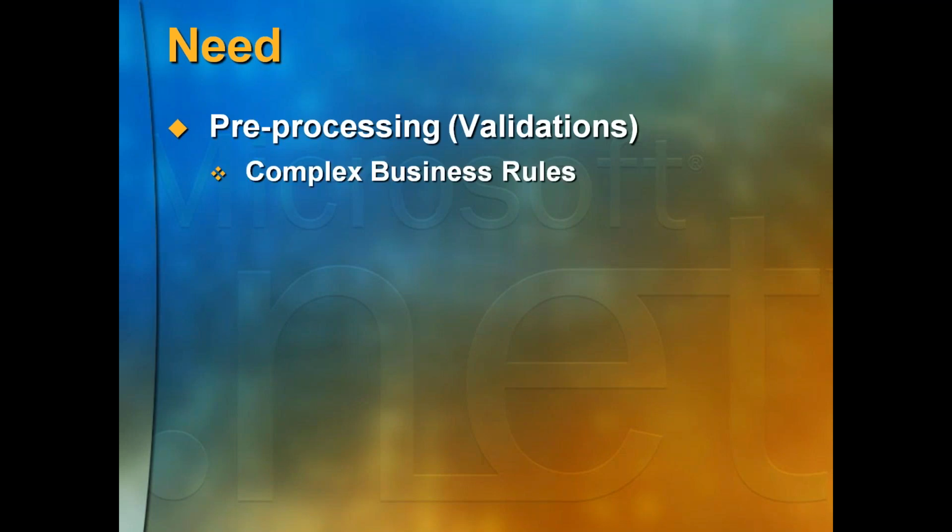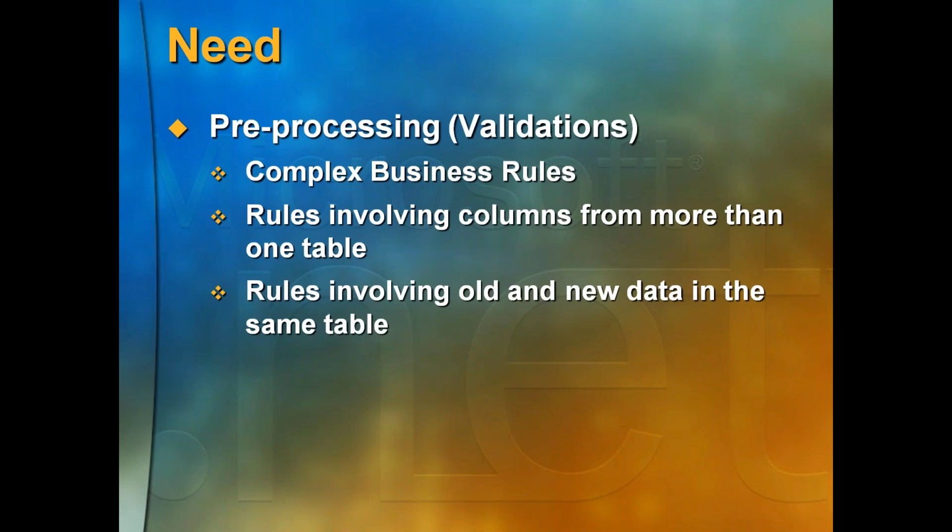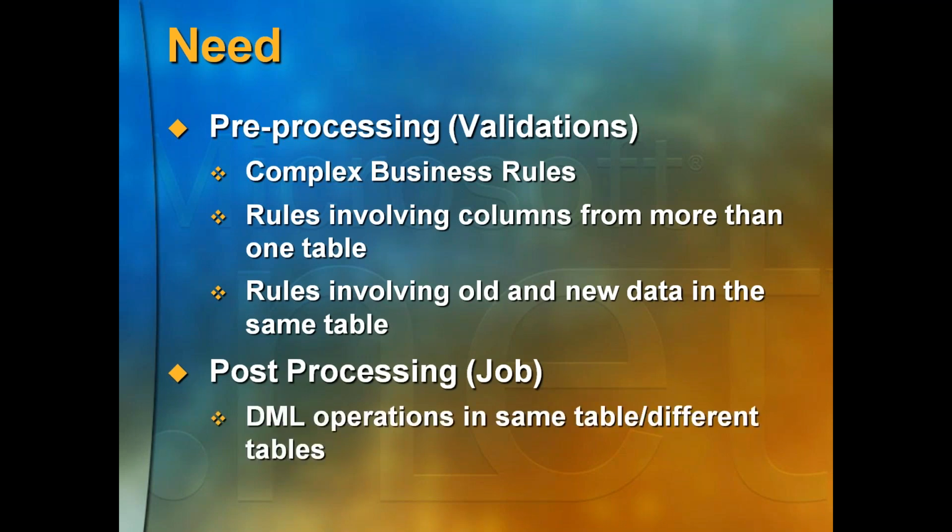Complex business rules, or you wanted to compare some data from one table to another table. All these things can be achieved with the help of pre-processing validations. And post-processing means it can also do some extra job. So this is what is called any DML operations going on in different tables. For example, when you deposit the cash, automatically my balance needs to be updated implicitly. All these are triggers. Clear?